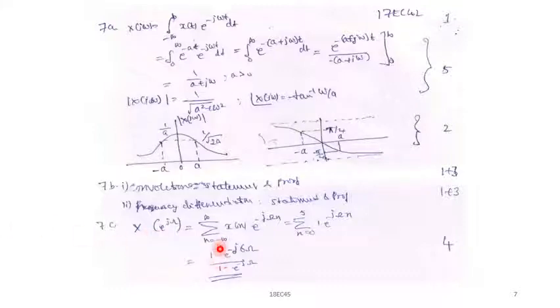7c is u of n minus u of n minus 6. To find the DTFT of the signal, you know the DTFT equation: summation from minus infinity to plus infinity of x of n e to the power minus j omega n. Now the limit is from 0 to 5, because u of n minus u of n minus 6 is defined from 0 to 5. Just apply that. Its value is 1. You will get the answer as 1 minus e to the power minus j 6 omega divided by 1 minus e to the power minus j omega. That's for 4 marks.